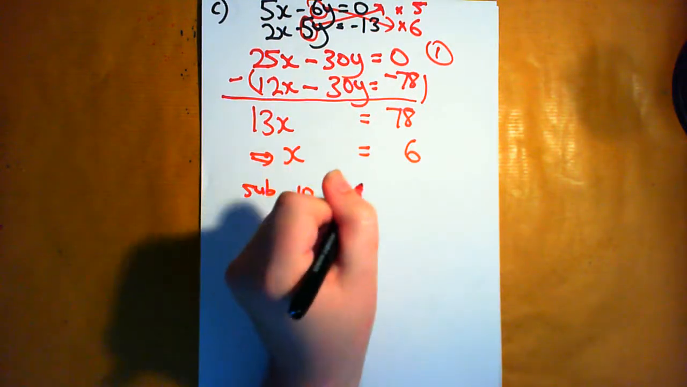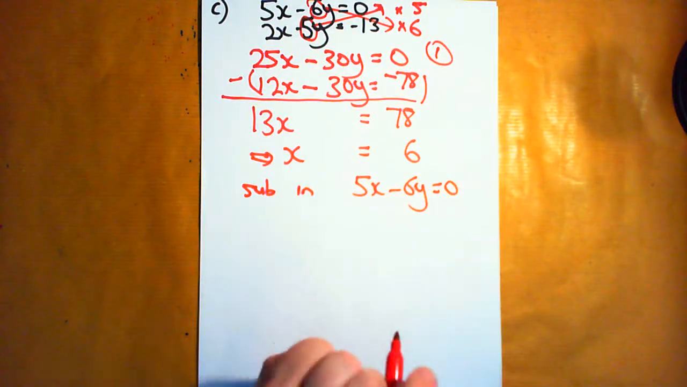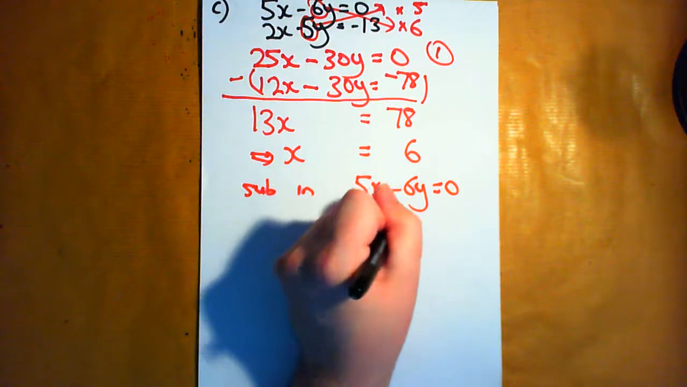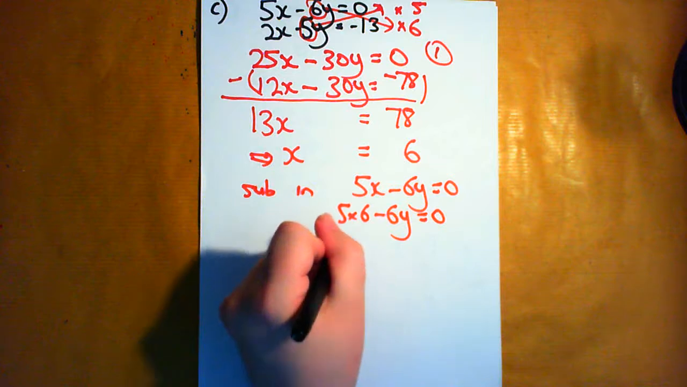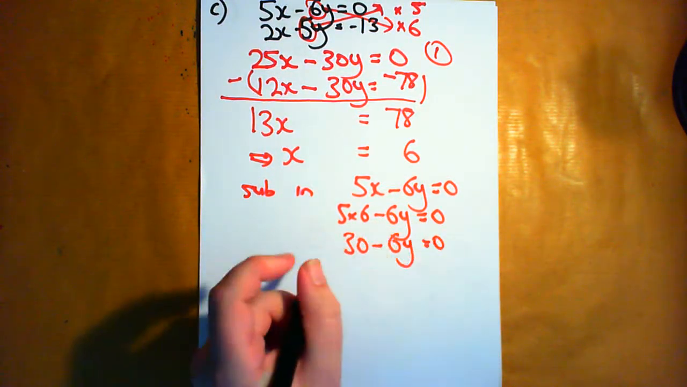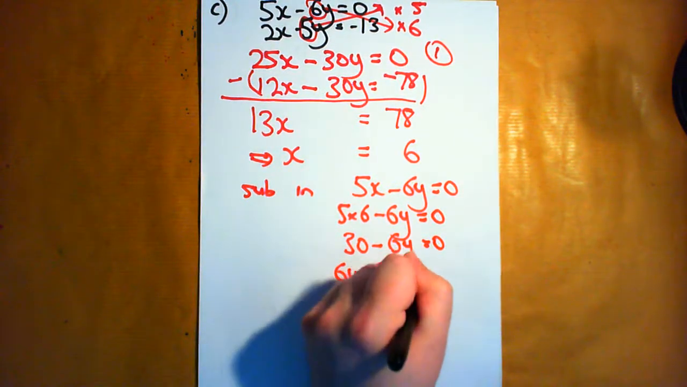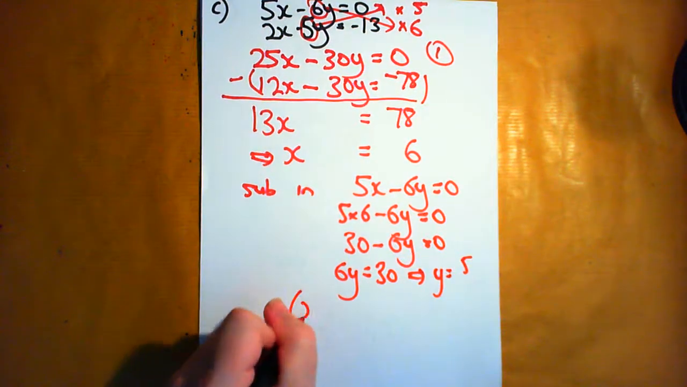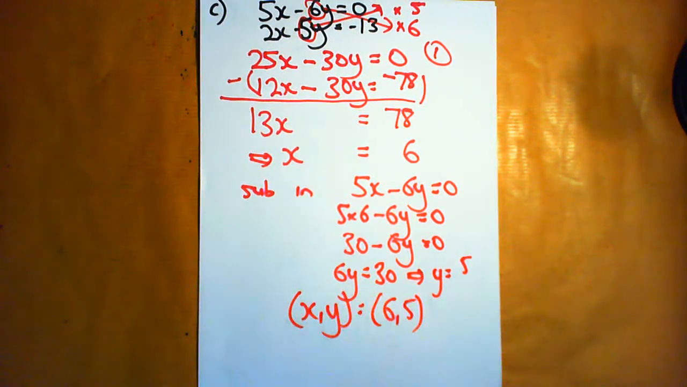And we'll substitute that into 5x minus 6y equals 0. So x was 6, so we've got 5 times 6 minus 6y equals 0. So 5 times 6, what's 5 times 6? That's 30 minus 6y equals 0. So if we move 6y to the other side, we get 6y equals 30, and therefore y equals 5. So our solution here is (x, y) equals x was 6 and y was 5.